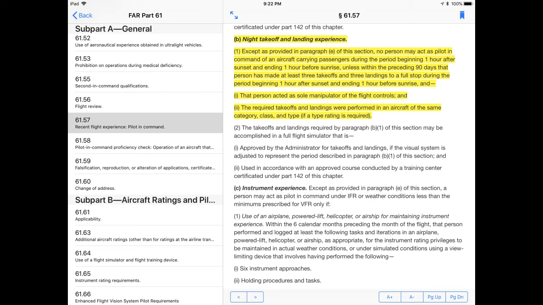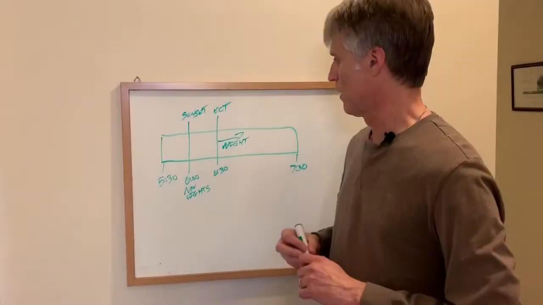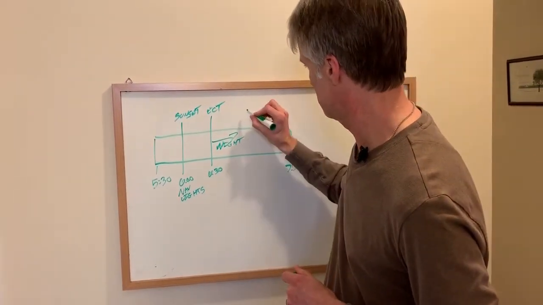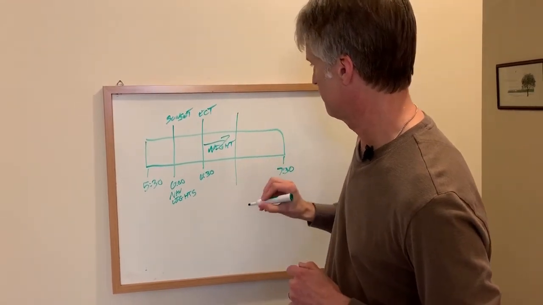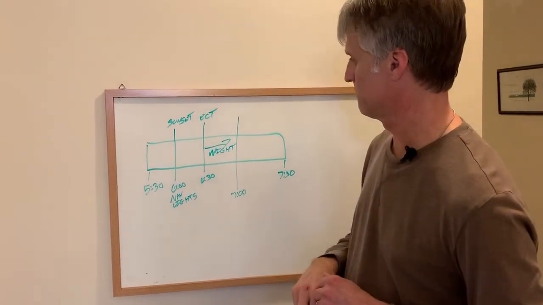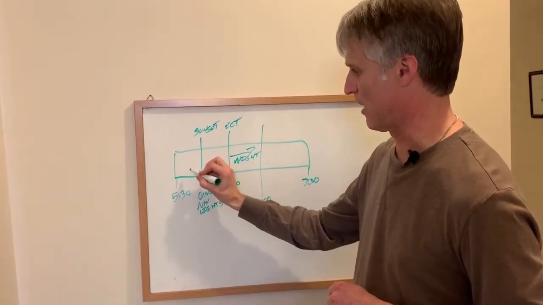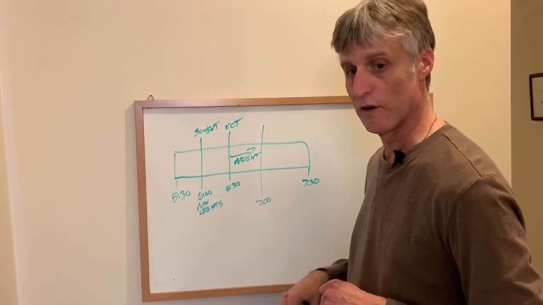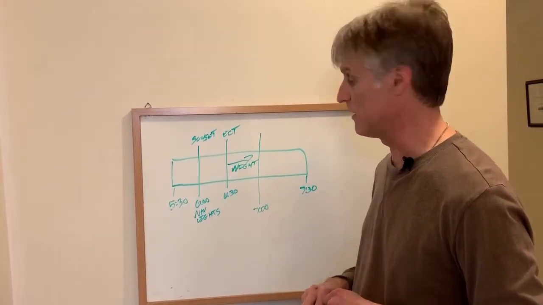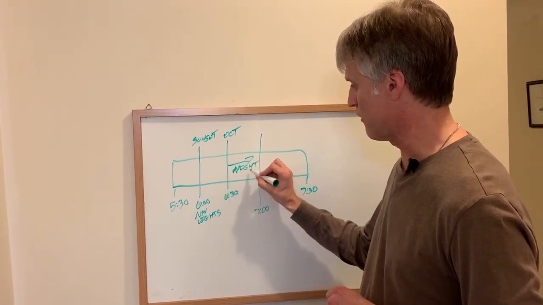So if you're going to carry passengers when it's really good and dark, they want to make sure that you have had some recent takeoff and landing experience when it's really good and dark. All right, so an hour after sunset will be right about here. 7 o'clock. So we take off, we fly. Half hour later, we have to turn on our nav lights. We fly for another half hour. Now we can start logging night. We fly for another half hour.